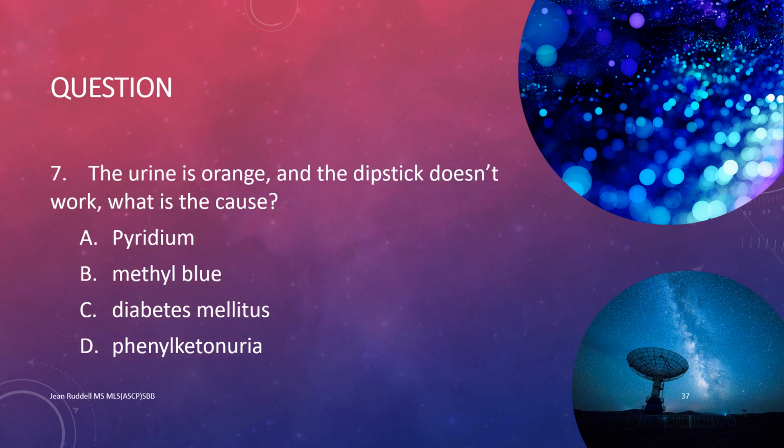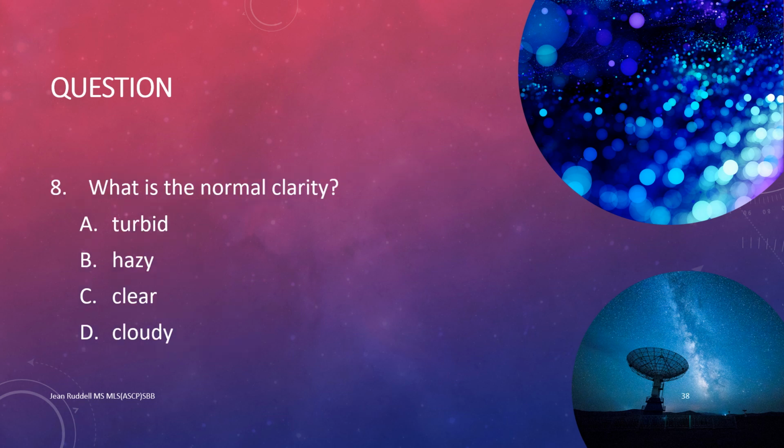Question 7. The urine is orange and the dipstick doesn't work. What is the cause? A, pyridium. B, methyl blue. C, diabetes mellitus. D, phenylketonuria. The answer is A, pyridium, used for UTIs. Question 8. What is the normal clarity? A, turbid. B, hazy. C, clear. D, cloudy. The answer is C, clear.